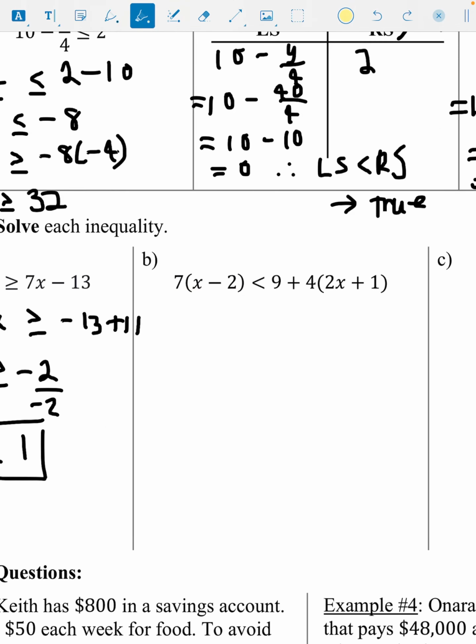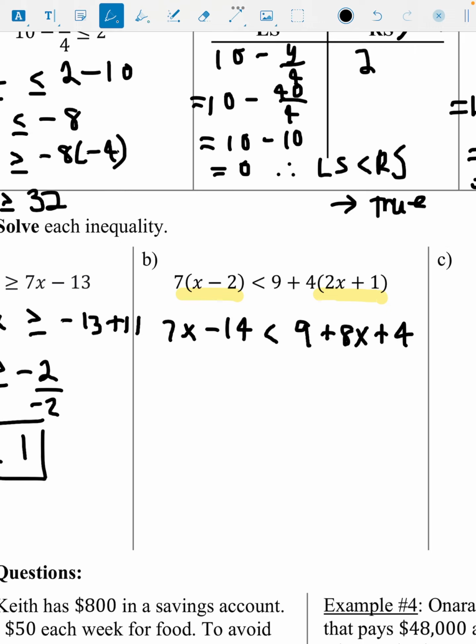Okay, now let's look at 2b. Okay, so the first thing I notice is that you have to do several distributive property first before you can start rearranging. So the left side here is 7x minus 14 is less than 9 plus 8x plus 4. So we can simplify the right side a bit more before we start moving variables and constants. So we have 7x minus 14 is less than 8x plus 13.